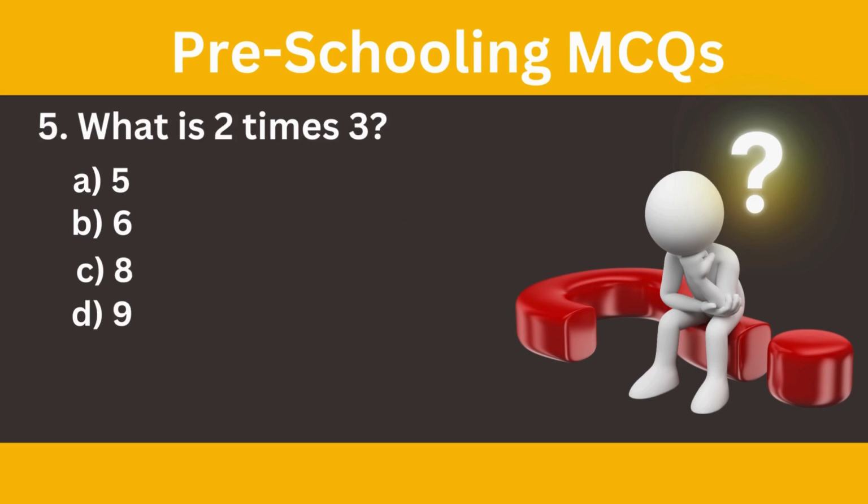5. What is 2 times 3? A. 5b, 6c, 8d, 9. B. 6.